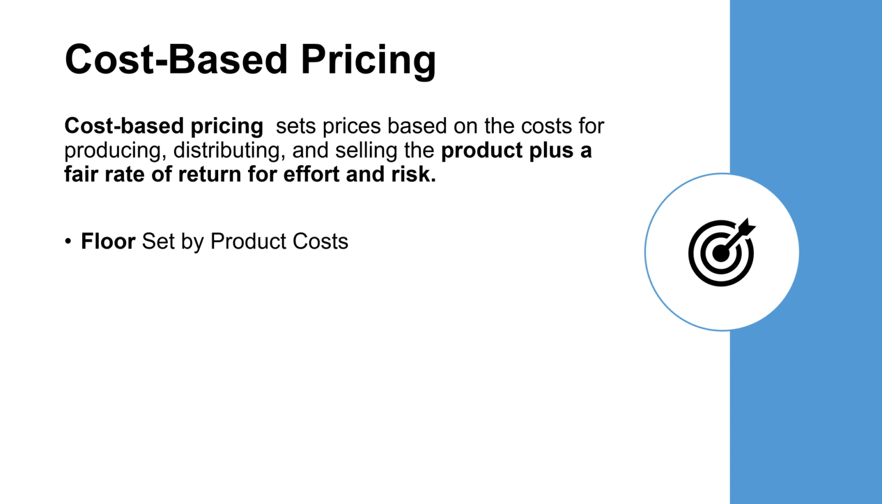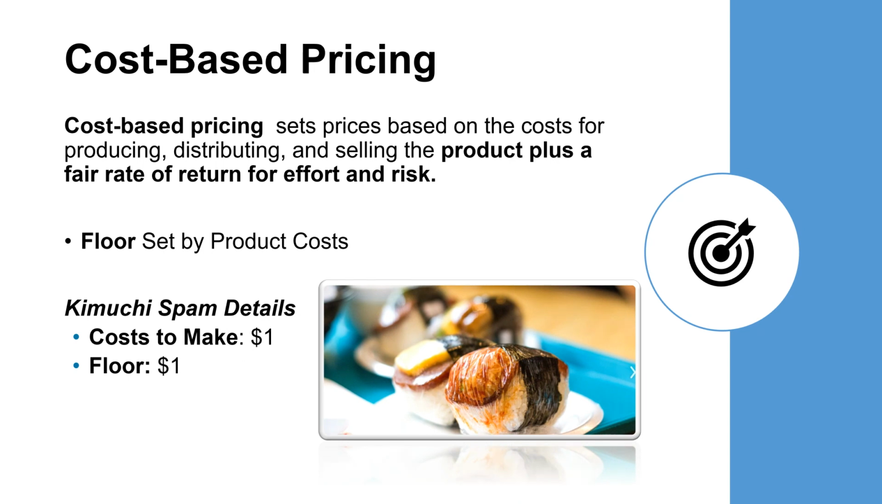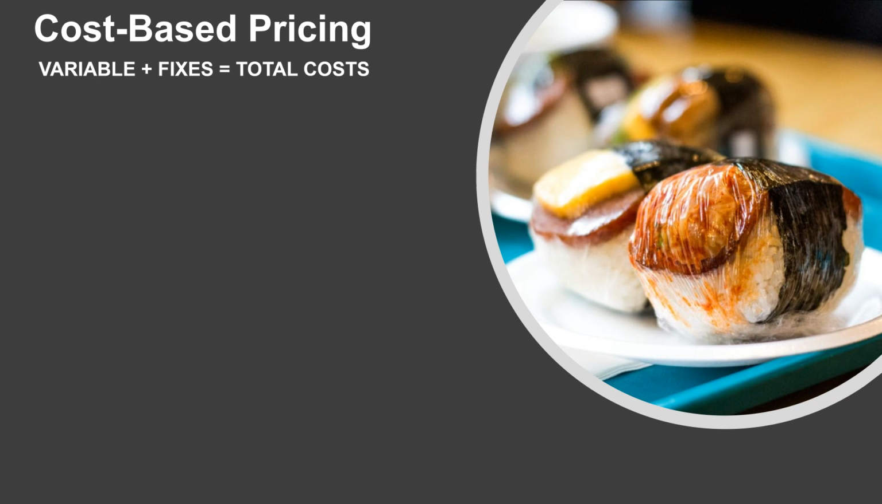So again, the floor or the minimum price point would be the production costs. So taking a look at the Kamuchi spam masubi again, the cost to make the masubi is $1. So the floor or the minimum that they would ever set the price at without losing profits would be $1. We also need to really understand the total cost of a product. So that dollar cost consists of variable and fixed costs.